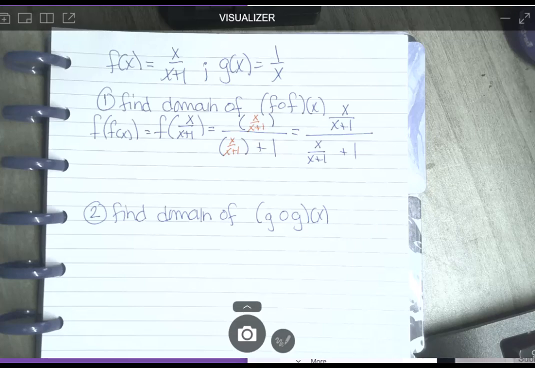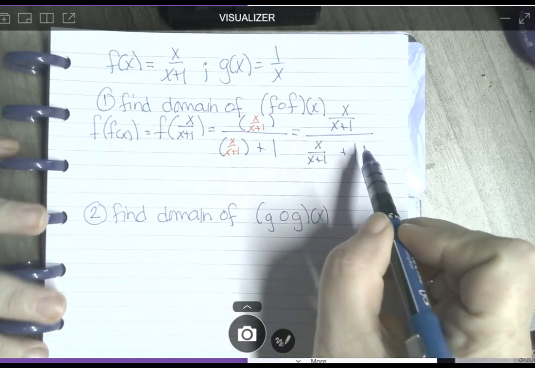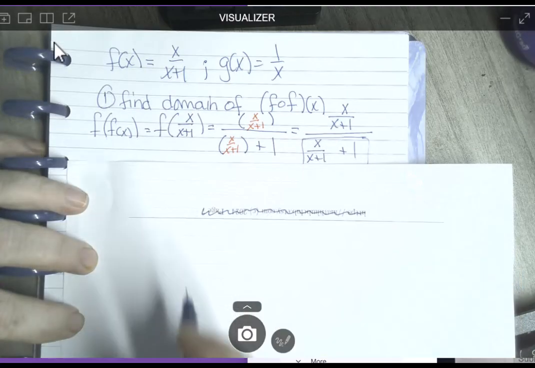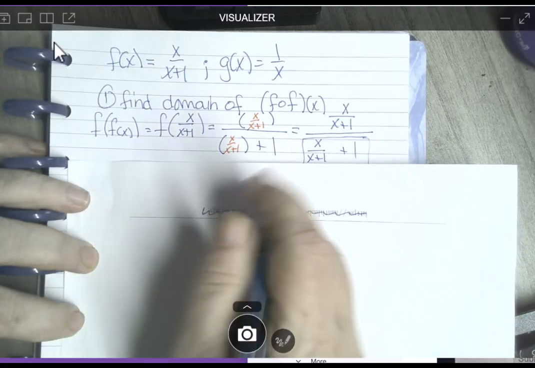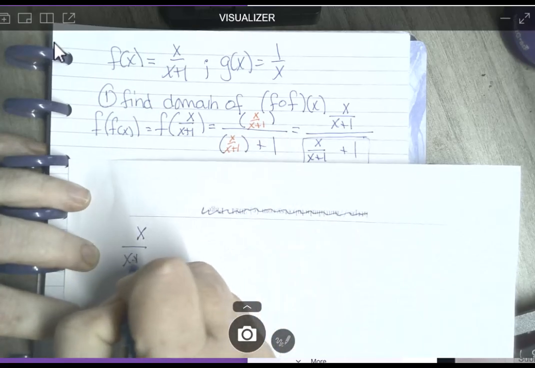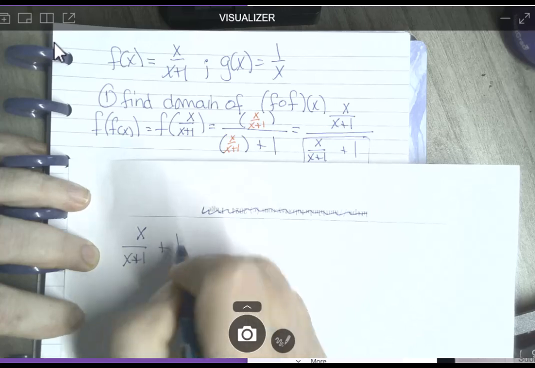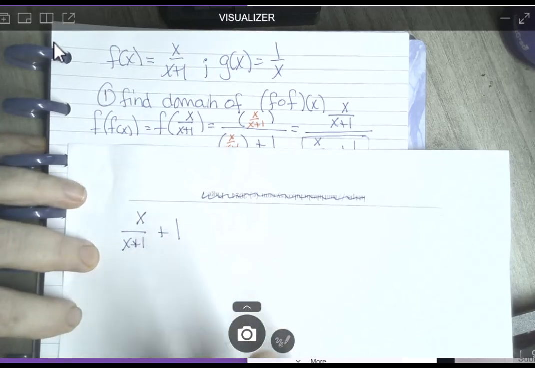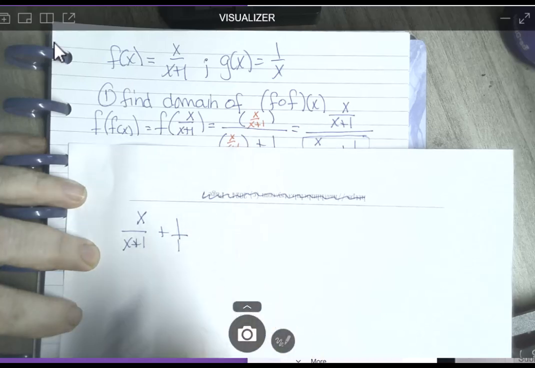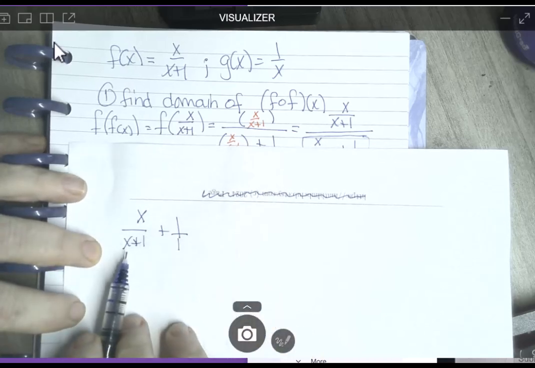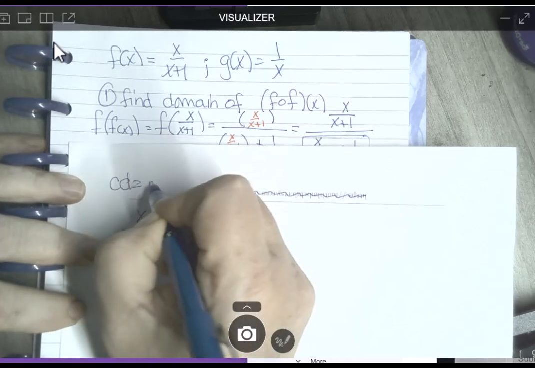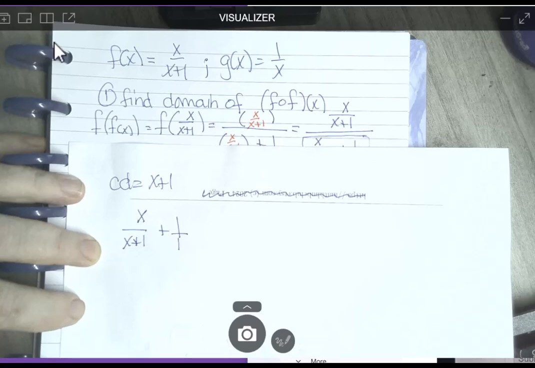Now that's pretty cool. It's not too bad, but that means that we have to find a common denominator. So I'm going to rewrite it here on my scratch paper, just the denominator: x over x plus 1 plus 1. Now we need a common denominator. Remember, 1 is just 1 over 1. So I have x plus 1 and I have 1. So our common denominator is going to just be x plus 1.